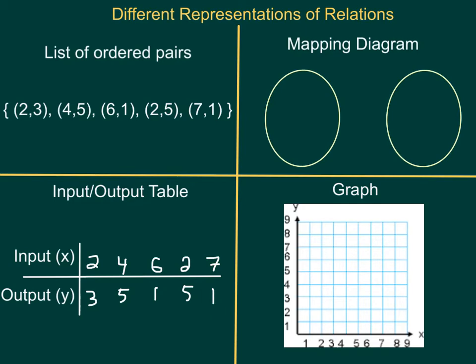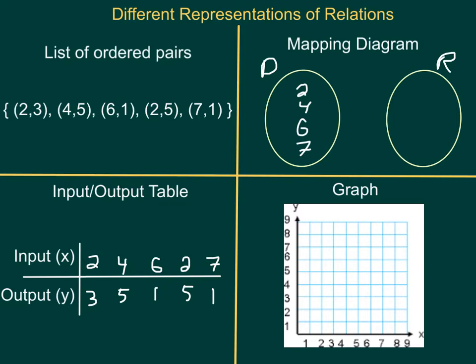A mapping diagram is also pretty easy as well, actually. To start off, you just write down the domain and the range. And we're always going to start with our domain, which is our x. We're going to go to our range, which is our y. And so in our domain, again, don't repeat. We have 2, 4, 6, and 7.